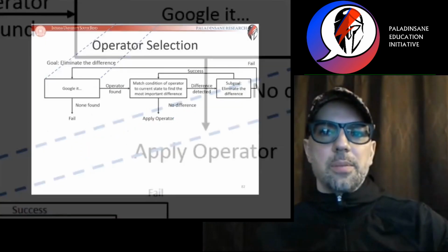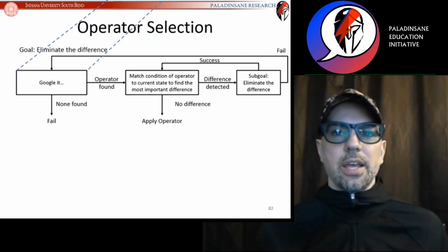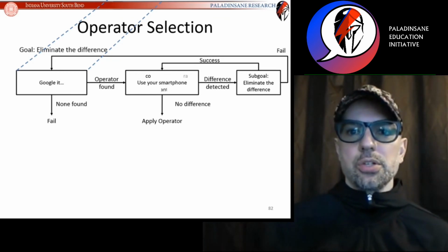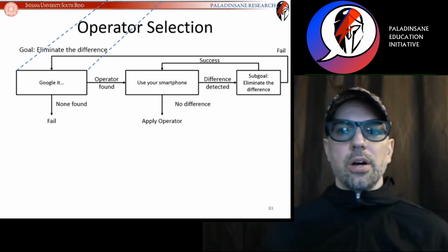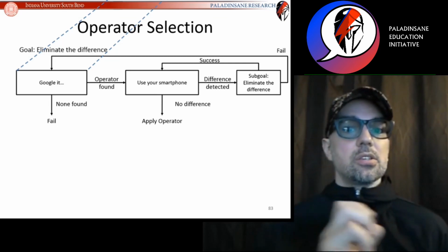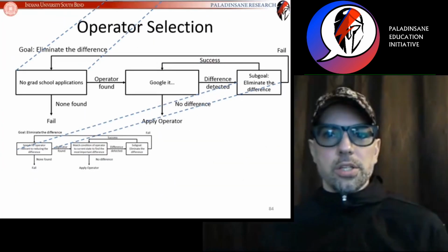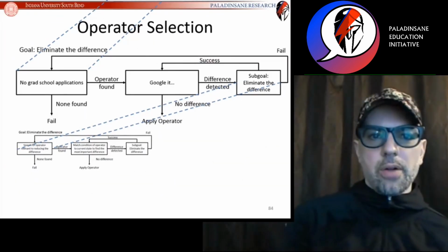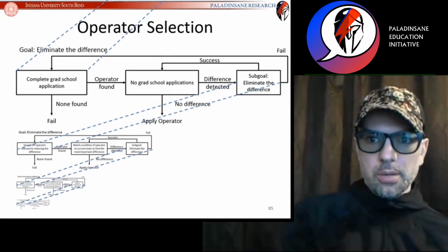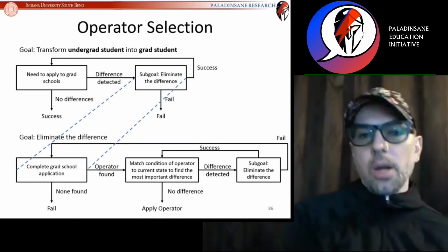And then if we go one step deeper, you're going to Google it. How do you do it? Well, if you're not currently in front of a computer or a smartphone, you can find an operator that says, use your smartphone, and then that will eliminate the difference, and you can then find your grad school applications. So you're going to use your smartphone. Your smartphone gets you to Google. Once you've gotten to Google, Google gets you to grad school applications. Once you've gotten grad school applications, those get you to complete grad school applications. Once you've completed grad school applications, those get you to applying to grad school.